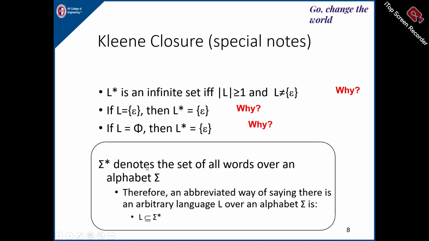So sigma star will denote the set of all words over an alphabet sigma. Therefore, the way of saying that there is an arbitrary language L over the alphabet sigma is that L is a subset of sigma star, because in finite automata we have seen that sigma is a set of alphabets. So the language will be represented by a subset of sigma star.